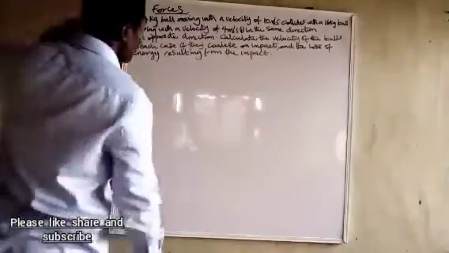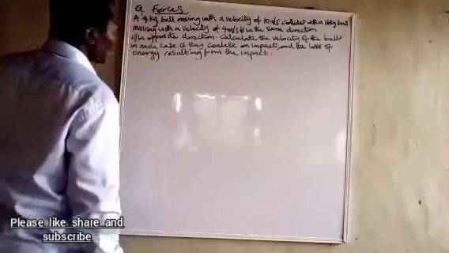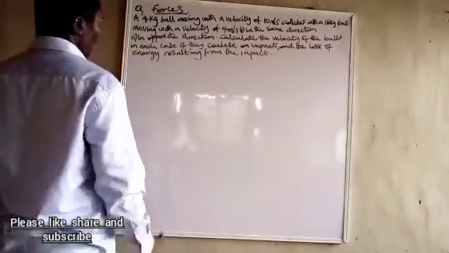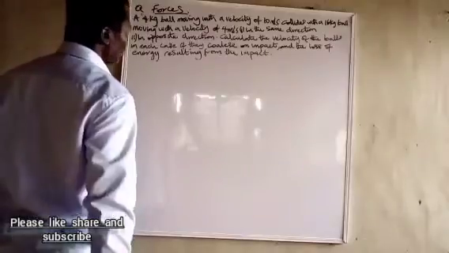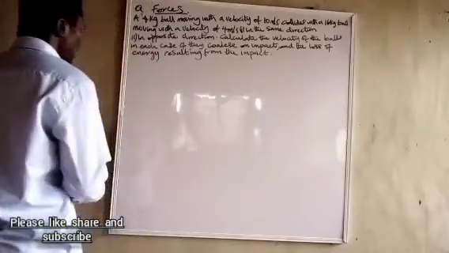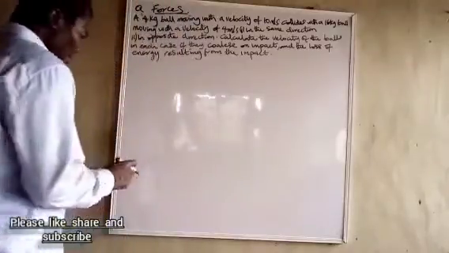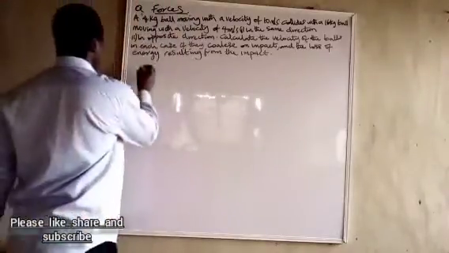A 4 kilogram ball moving with a velocity of 10 meters per second collides with a 16 kilogram ball moving with a velocity of 4 meters per second in the same direction, in opposite direction. Calculate the velocity of the balls in each case if they coalesce on impact, and the loss of energy resulting from the impact. Now, let's say we have ball A.